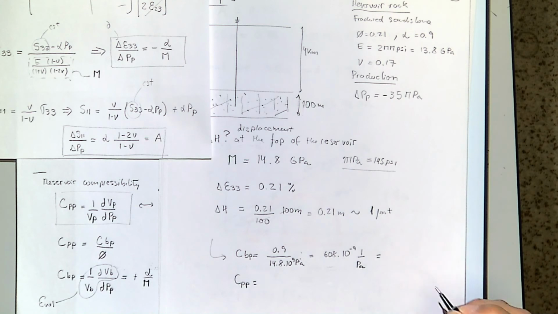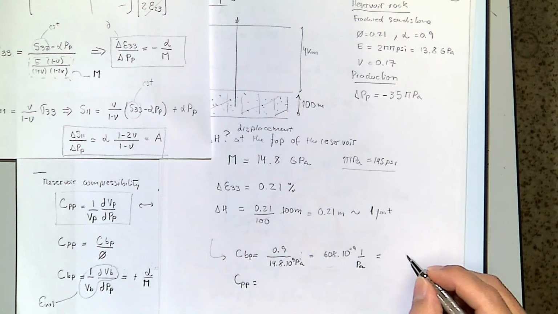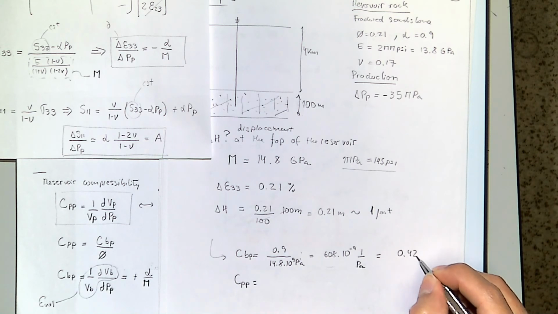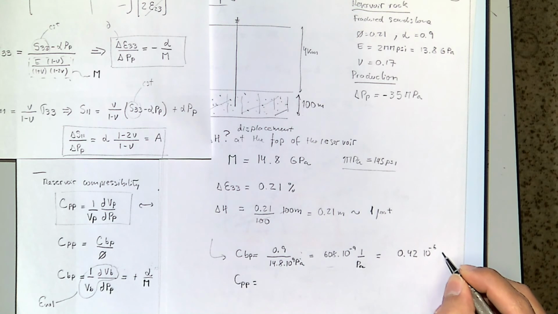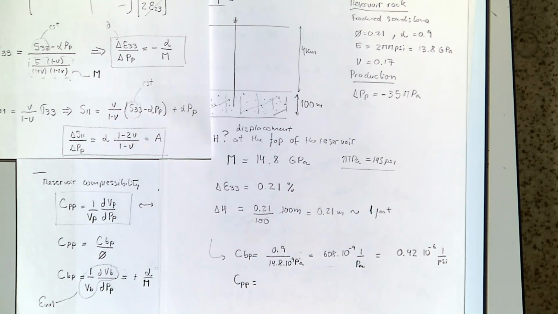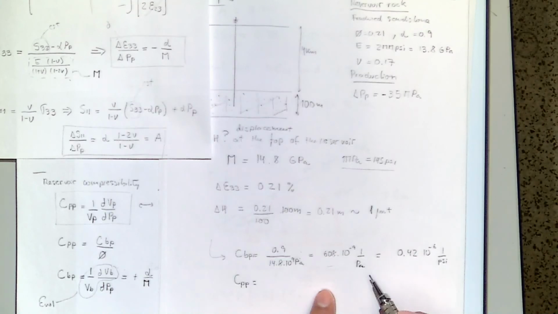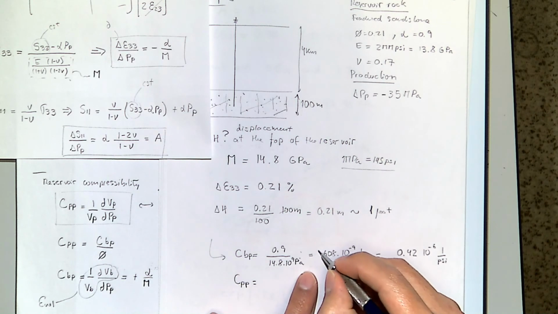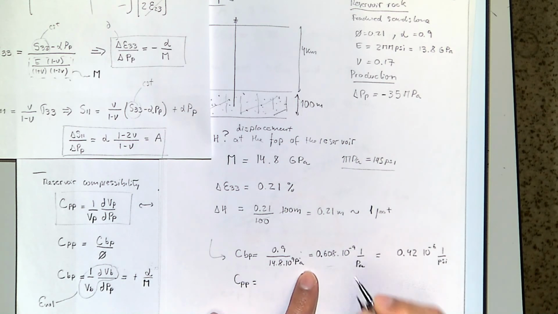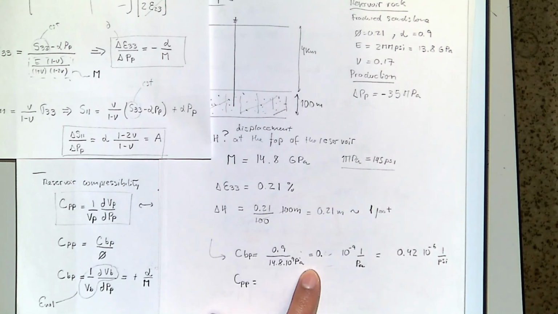Okay, let's do the following. It's 0.42 times 10 to the minus 6, 1 over PSI. That one is wrong. It should be 0.068 times 10 to the negative 9, otherwise it would be to the negative 11.